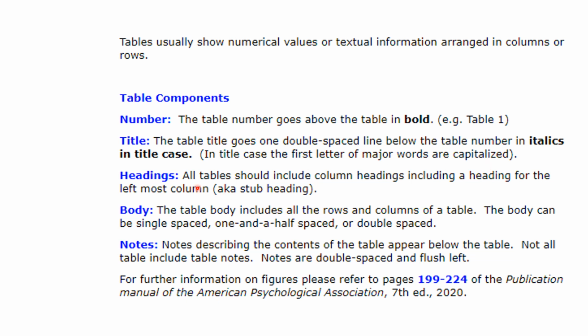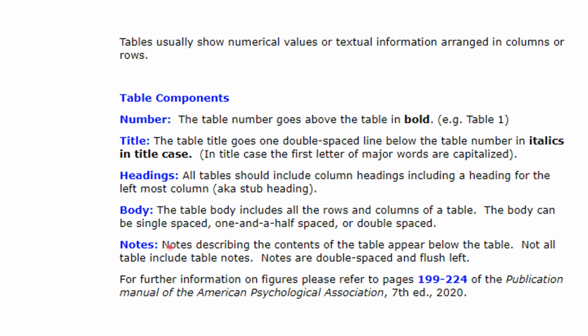Headings. All tables should include column headings, including a heading for the leftmost column, also known as stub heading. The table body includes all the rows and columns of a table. The body can be single-spaced, 1.5 spaced, or double-spaced. Now, notes. If you need to add additional descriptions, put them below the table. Not all tables include table notes. I repeat, not all tables include table notes.